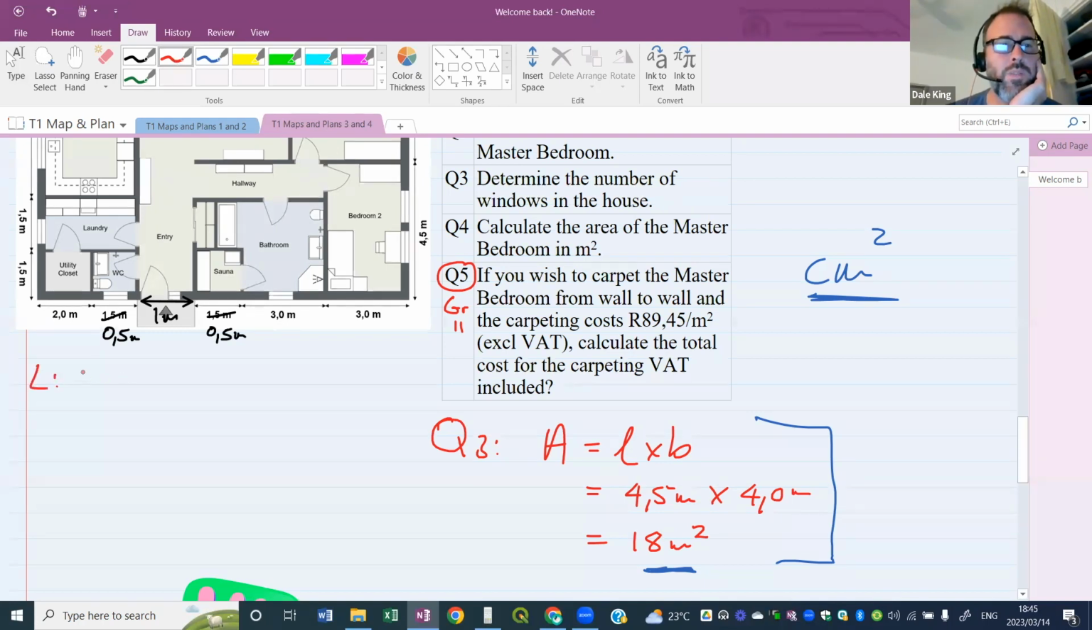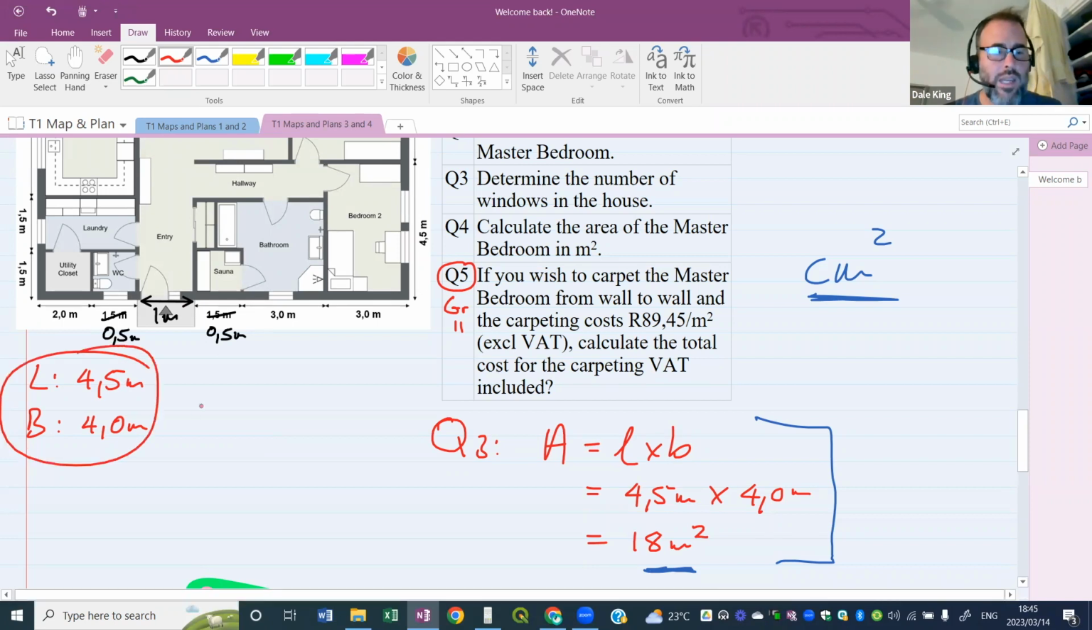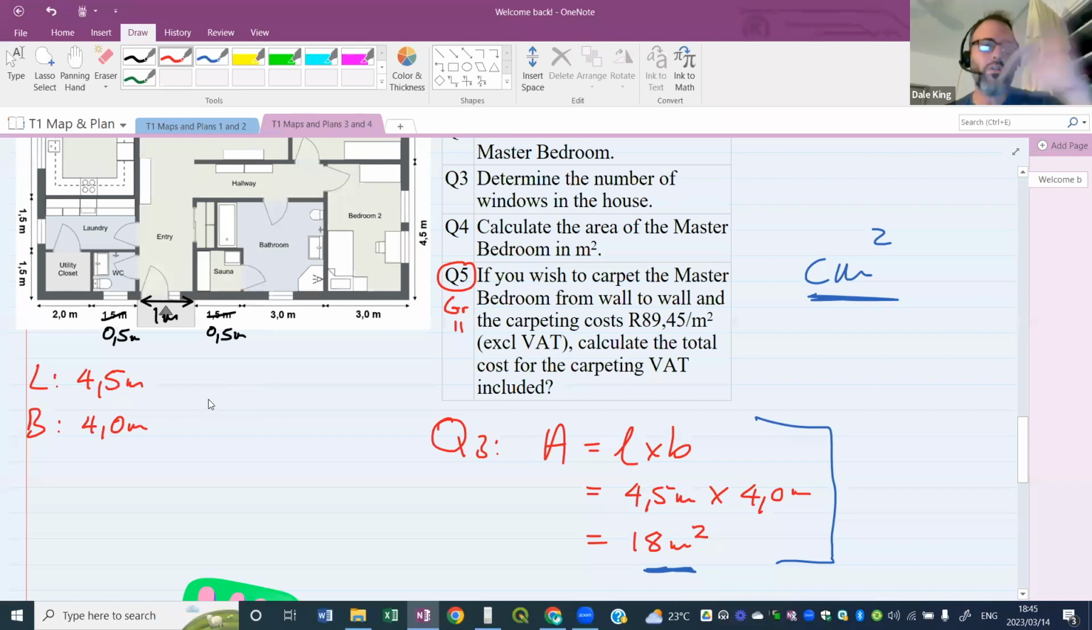We've got length, which is 4.5 meters, and a width or breadth, I'll put a B for breadth there, so 4.0 meters. If you multiply them together, you get 18 meters squared. We've seen that already. Now, there are two ways you can do this. Number one, you can convert these dimensions, length and breadth, into centimeters first. That is probably the easiest method, and the one I recommend. We'll look at how we can do it after we've calculated the area, but I recommend doing it first.